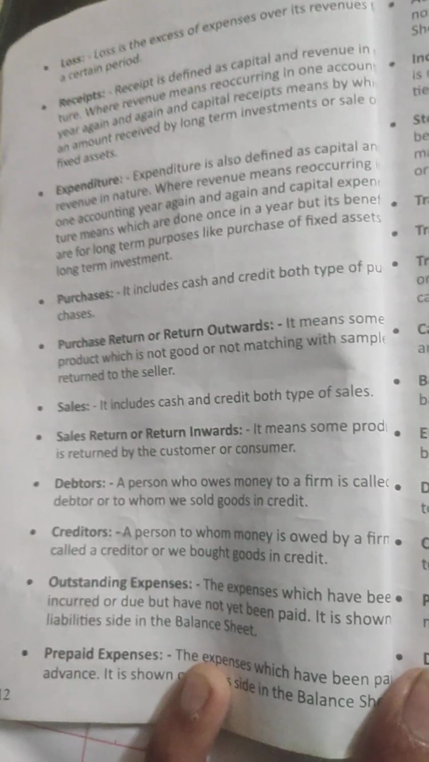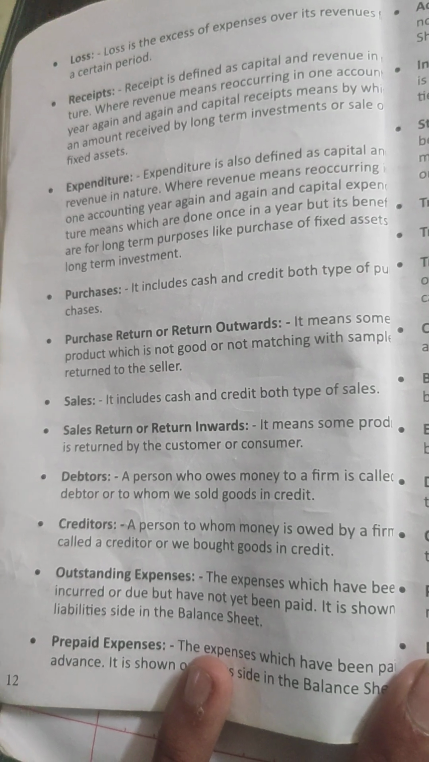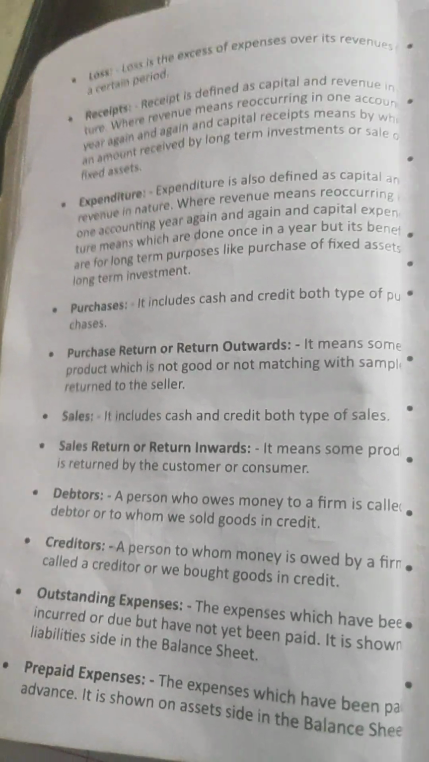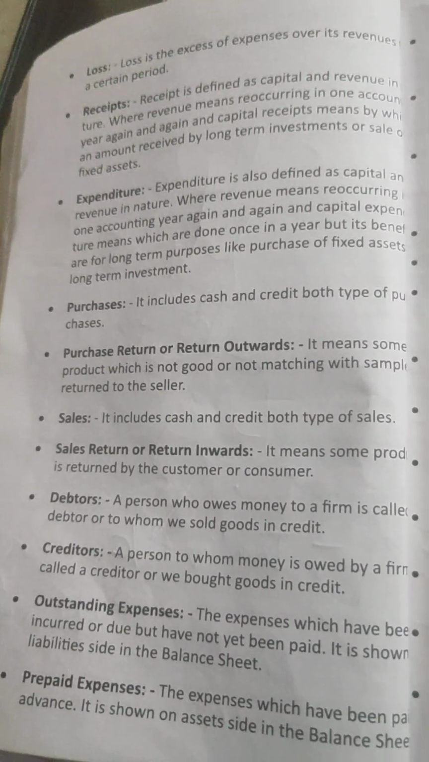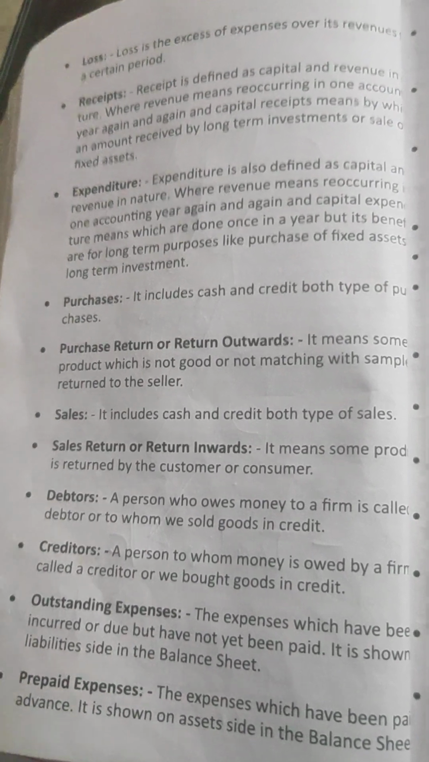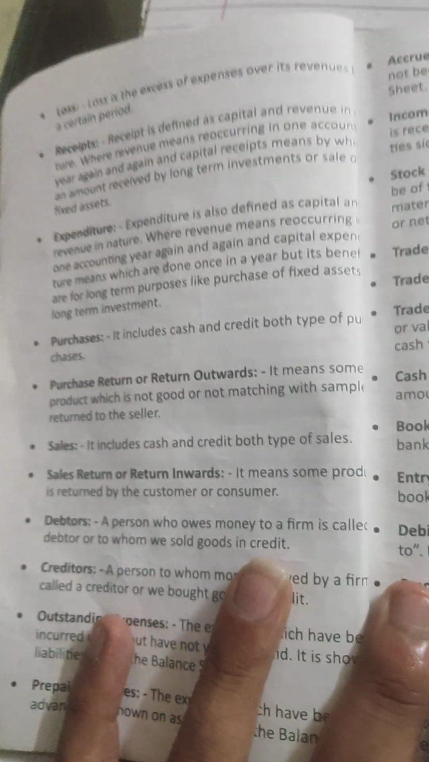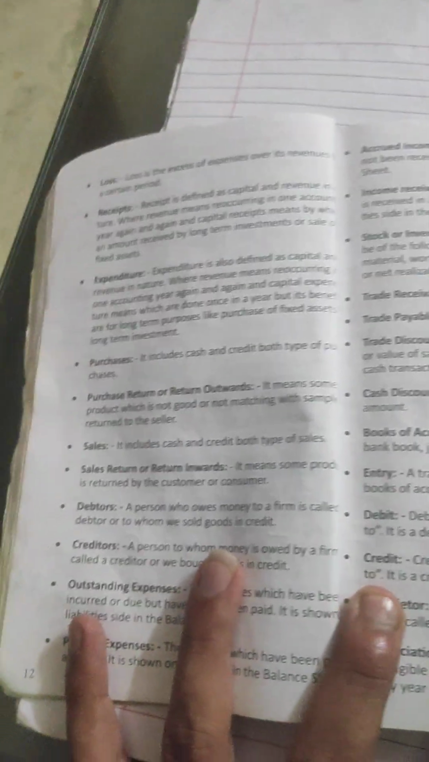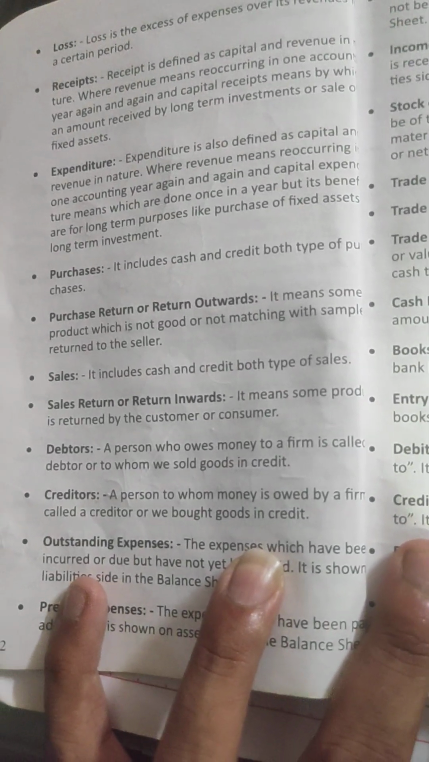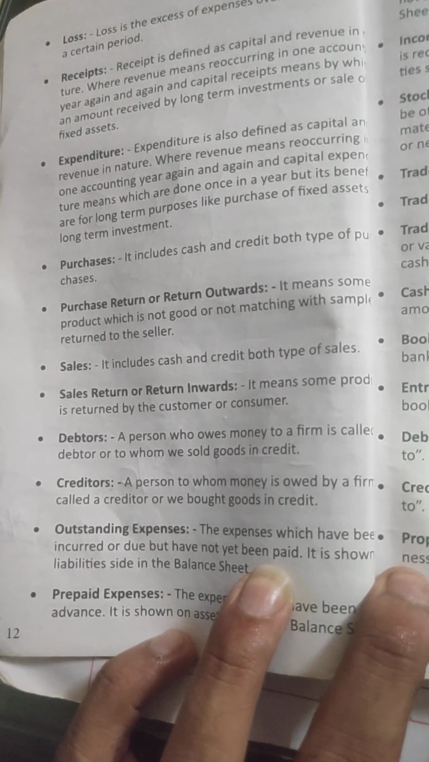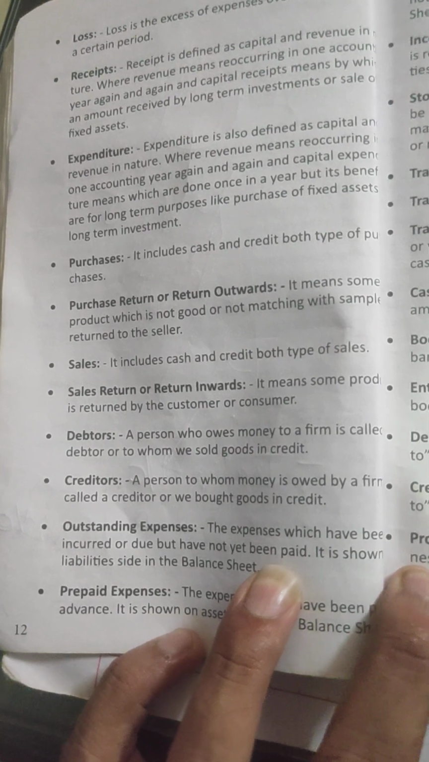And what is sales? Sales include the cash and credit, both types of sales. Suppose a customer says, I will pay right now, like when we go to a restaurant or to buy groceries, so we pay hand to hand, that is called cash sale. And credit, what is credit? If the customer says that I'm taking the goods today, but I'll surely pay you later, not today, so this is credit sales. But what is sales return? Sales return is some product which is returned by the customer.